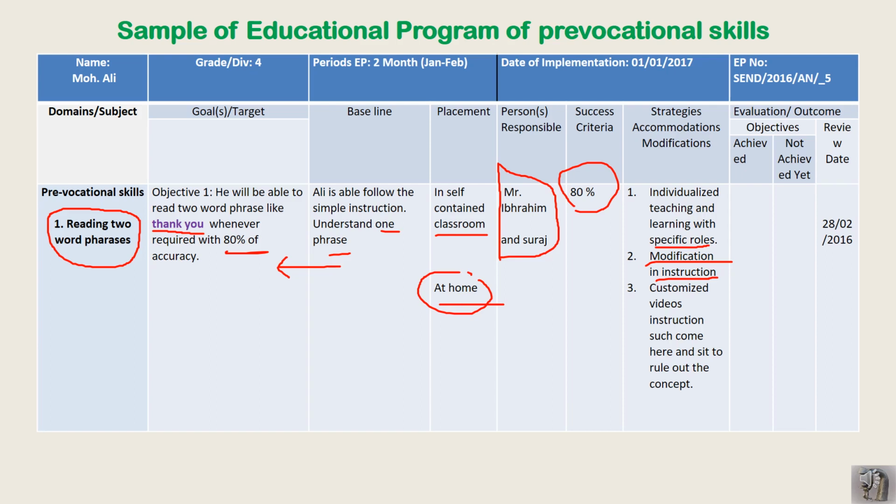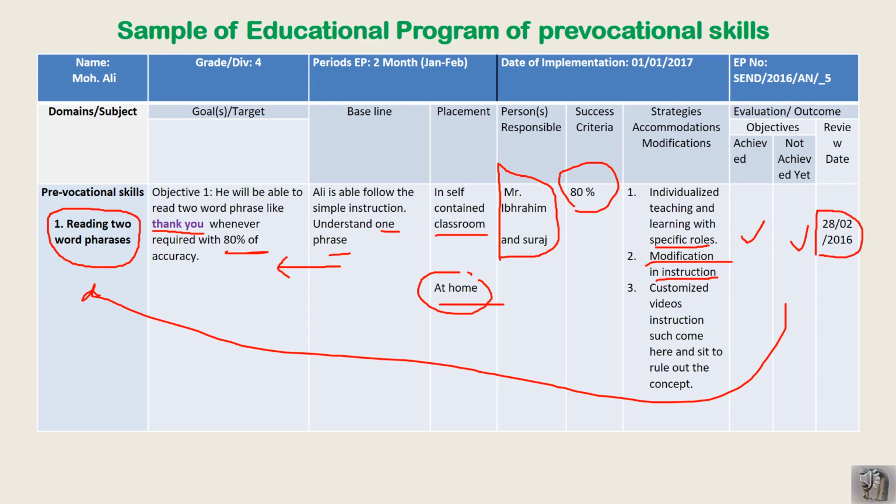Finally is your evaluation or outcome. Whether the child achieved or not achieved, you need to be very clear, because this evaluation will tell you whether your content is up to the mark or not. Whether you have selected the content appropriately or not, or whether it requires to be changed, or some more modification, or what kind of adaptation you want to do. All these things depend on your evaluation, which is very, very important to track the progress of the child. So this is how we are going to prepare the educational program of pre-vocational skills.